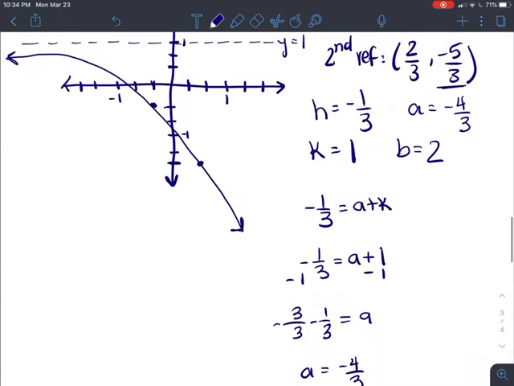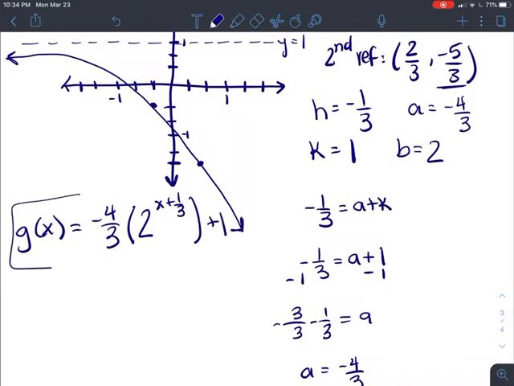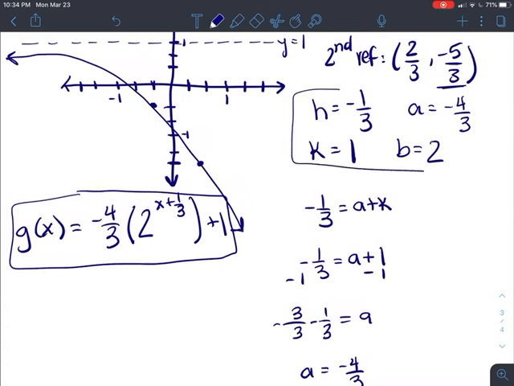So I'm going to write my g of x. g of x equals my a, negative 4/3, my b, so 2, and then I'm going to do x plus 1/3. Since my 1/3 is negative, it's a plus here, plus 1. And this is my function. And these are my values.